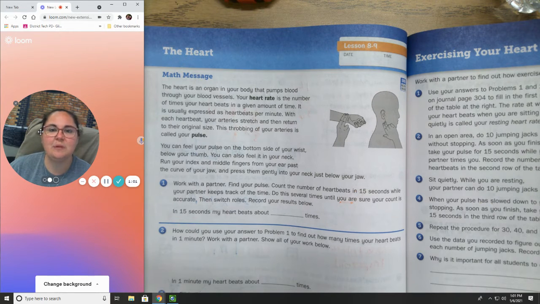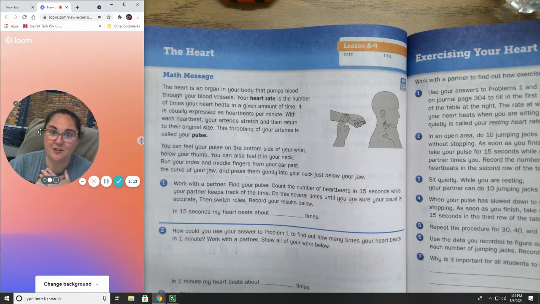What happens when you run around the block? Or when you go up a flight of stairs? Your heart rate goes up, right? You can feel your heart beating faster. Sometimes you feel it in your chest, right? So we're going to talk about heart rate today.